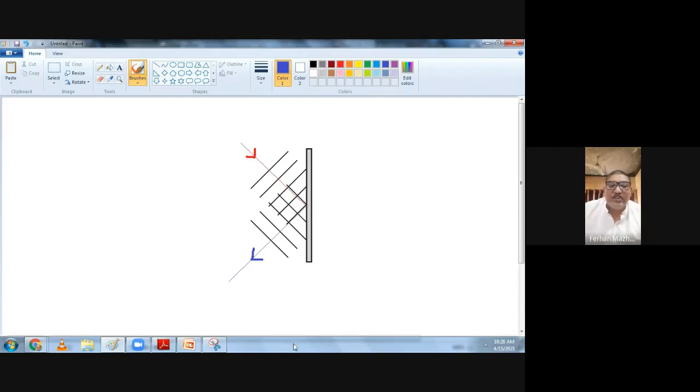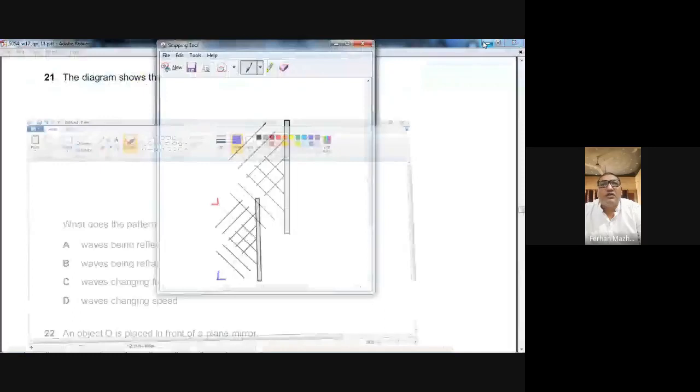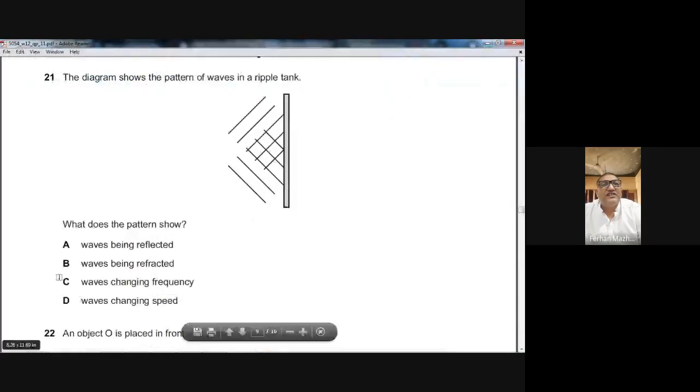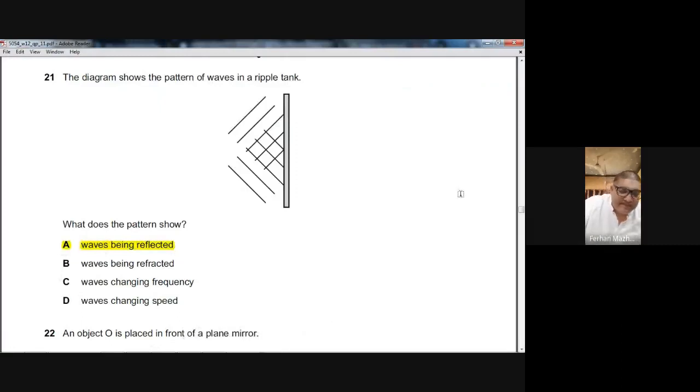Only the direction of the wave changes. No change in the speed, no change in the wavelength, no change in the frequency. So this is basically reflection of the waves from a barrier. So let me show you. Okay, so what is this? This is waves being reflected. So A is the right option, sir. Question number 21, A is the right option.